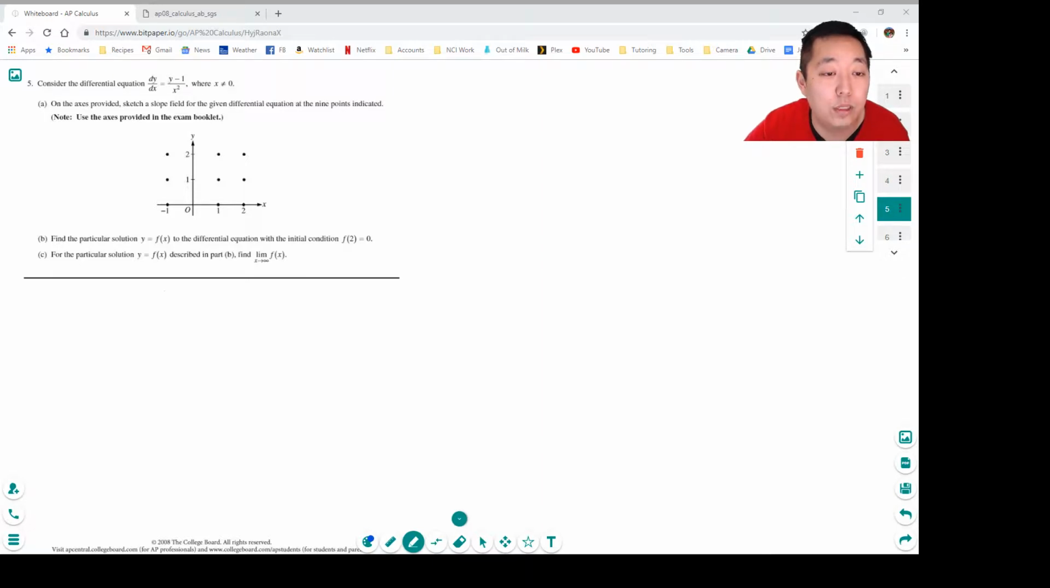At the point here, x is negative 1 and y is 2. When x is negative 1 and y is 2, I do 2 minus 1 over negative 1 squared. That's 2 over 1, that's 2. So this is a slope of about 2. When I go down to here, y goes to 1. So that's 1 minus 1, that's 0. So this guy has a slope of 0. And at 0, y is going to be 0 minus 1 over 1. That's negative 1.